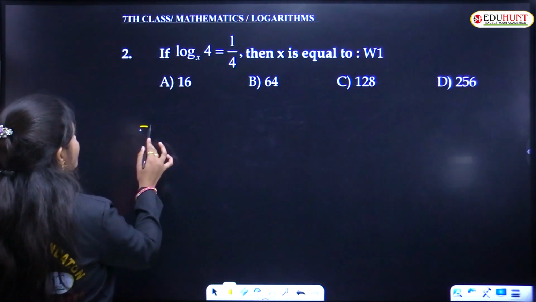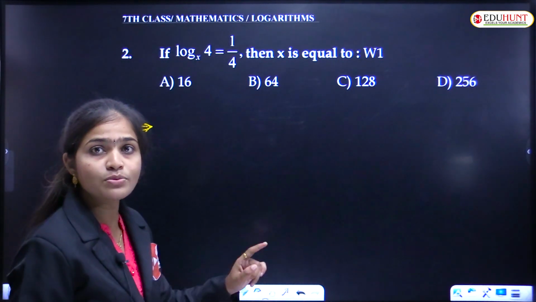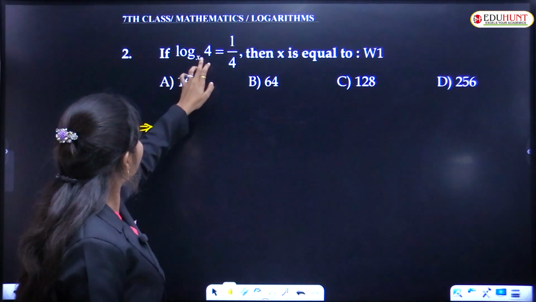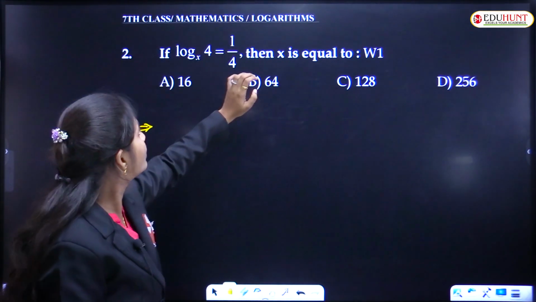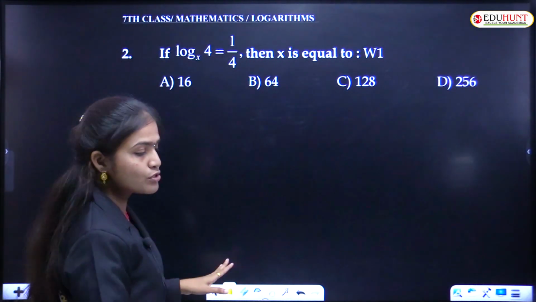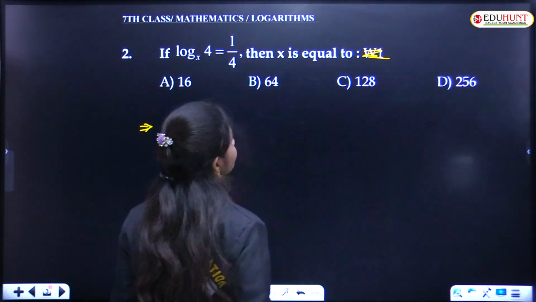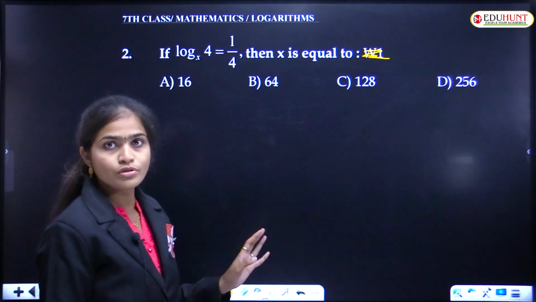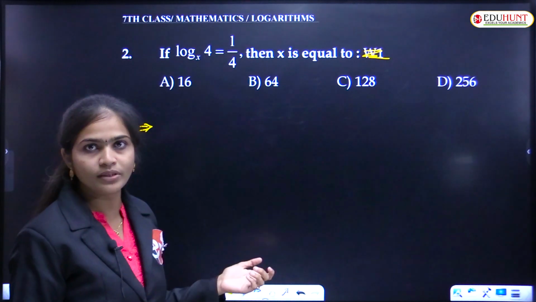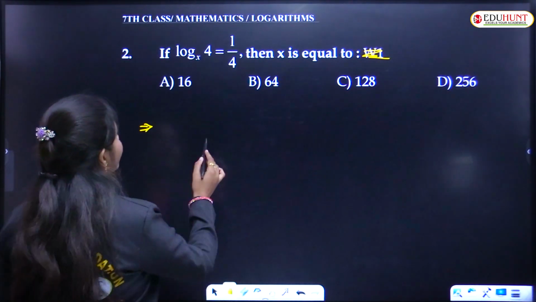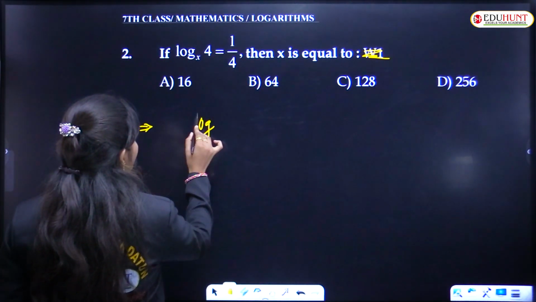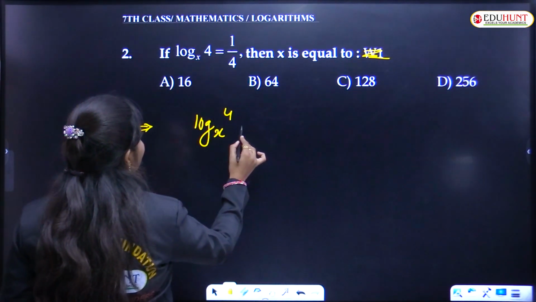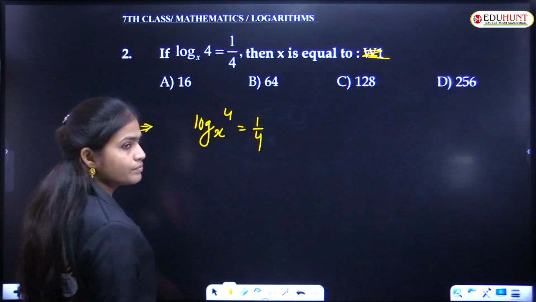So let us see the next question. This is also like that only. First, as I told you, we have to read what question they have given. Log 4 to the base x is equal to 1 by 4, then x is equal to... actually this is wrong, some printing mistake. So again we need to find the x value here. So how to find that? First we have to write what they gave: log 4 to the base x, which is equal to 1 by 4.